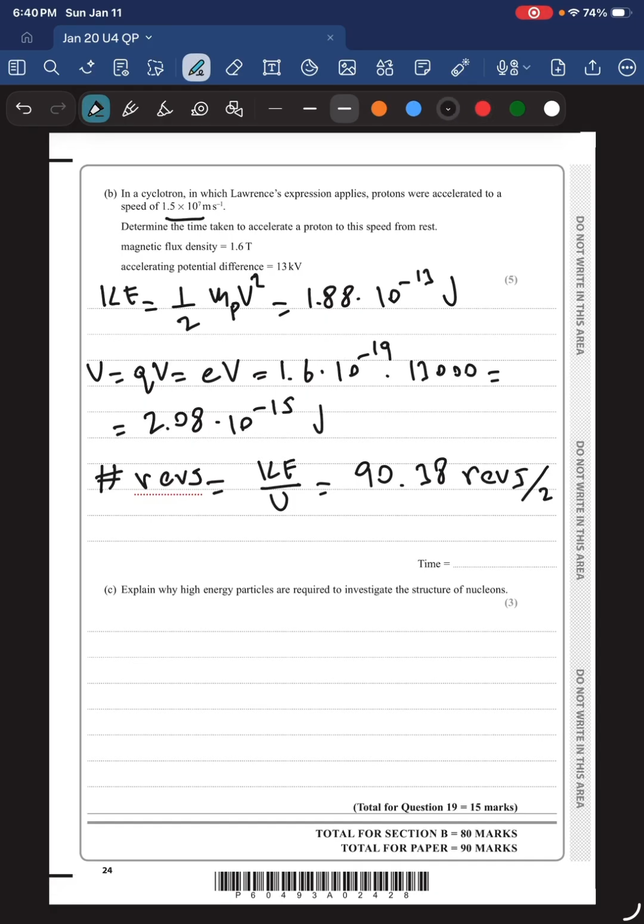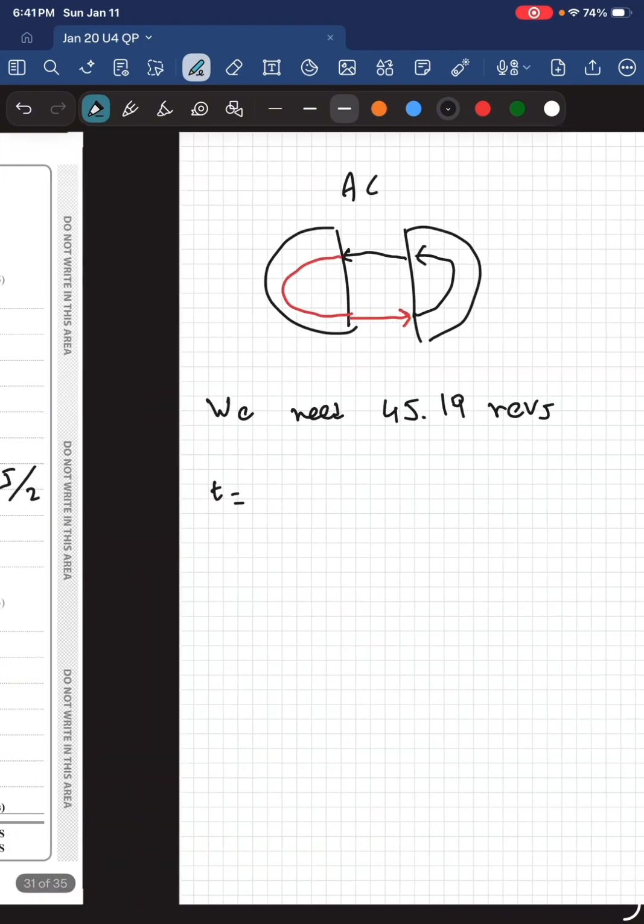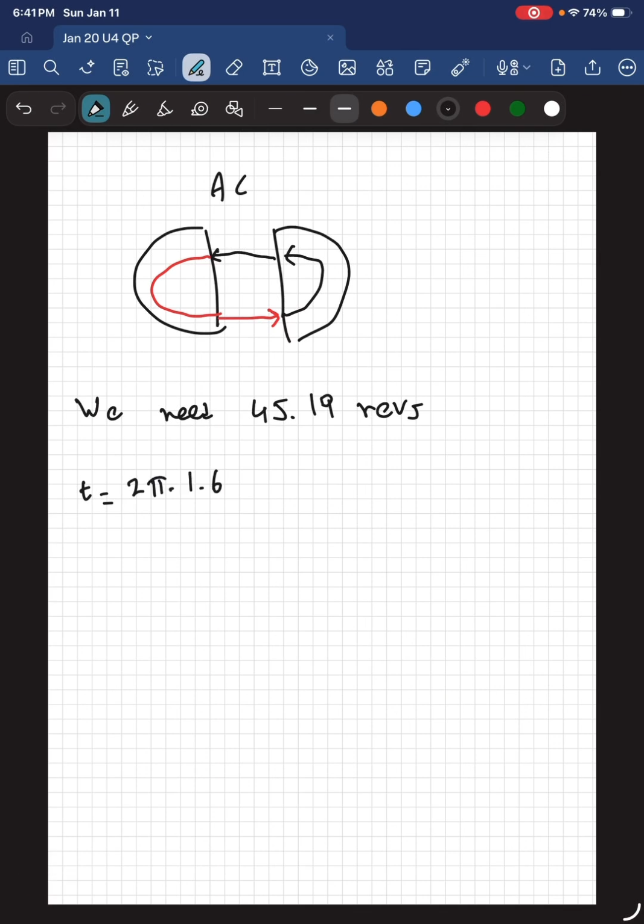I actually haven't done it, so let me divide. 90.38 over 2 is 45.19 revolutions. Okay, so the time for one revolution T is, what was the formula? 2 pi m over BQ, so 2 pi times the mass of the proton, 1.67 times 10 to the negative 27, over B, which is 1.6, and then the Q is 1.6 times 10 to the negative 19, and this will give you 40.98 nanoseconds.